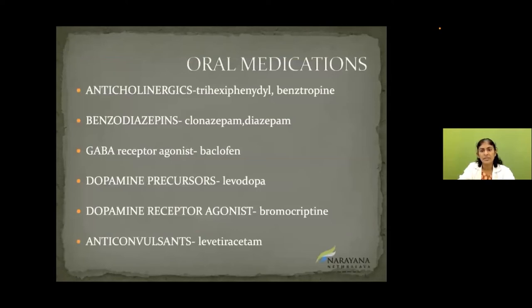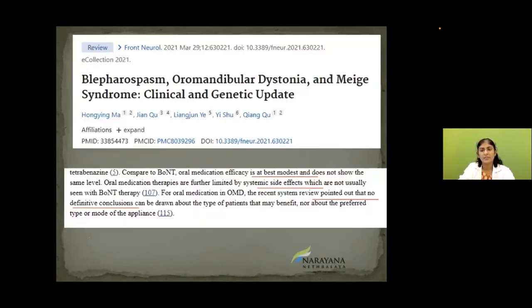Oral medications as primary therapy when relative contraindications exist. Patients with lid and lower facial components could, besides botulinum toxin, be treated with oral medications. The different medications are anticholinergics, benzodiazepines, GABA receptor agonists, dopamine precursors, dopamine receptor agonists, and anticonvulsants. As per the authors, the effect of oral medication is at best modest. Their use is limited by systemic side effects, and there are no definitive conclusions on which patients may benefit.